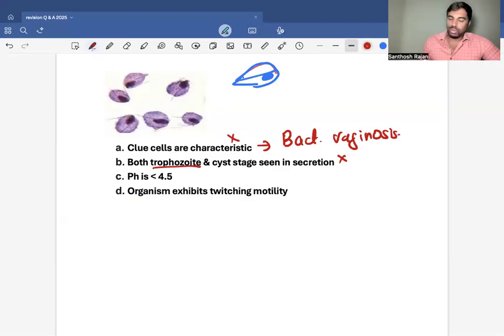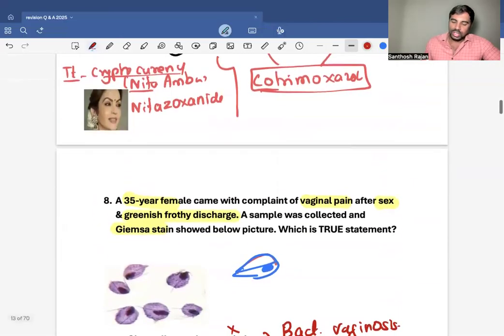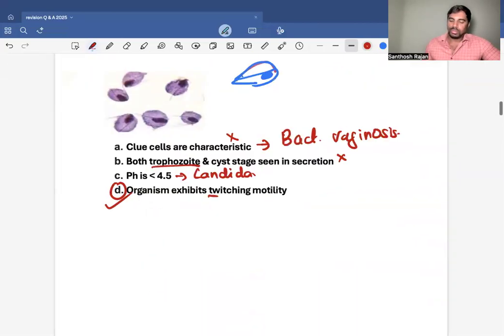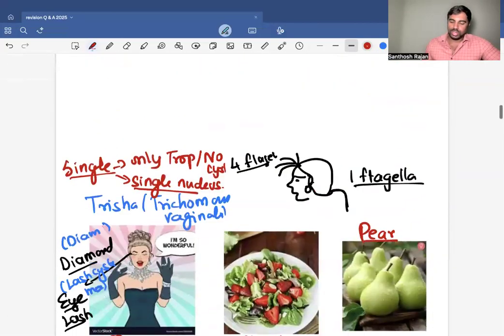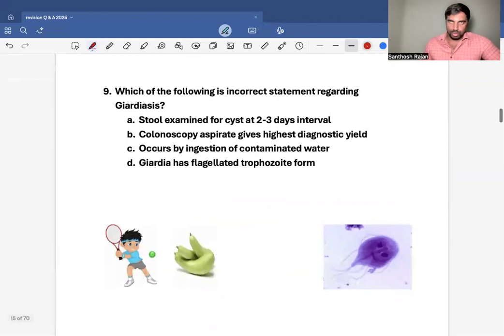pH is less than 4.5? No, this is for Candida. Only Candida has an acidic pH. Rest all are alkaline, above 4.5. So organism exhibits twitching motility, definitely yes. This is the right answer. It exhibits twitching motility. And don't forget the discharge you see is greenish frothy. When the words greenish frothy come, you think about this one. Treatment is metronidazole. Fine. So we're done with Trichomonas vaginalis, another important topic.